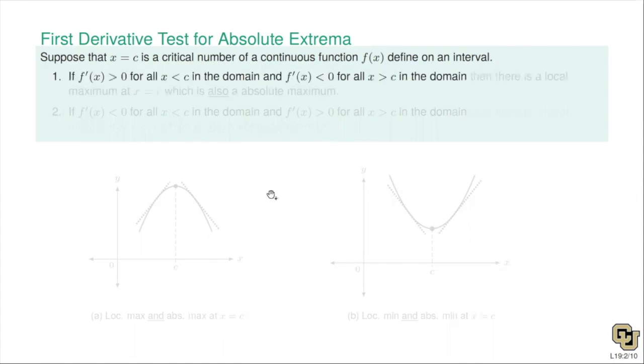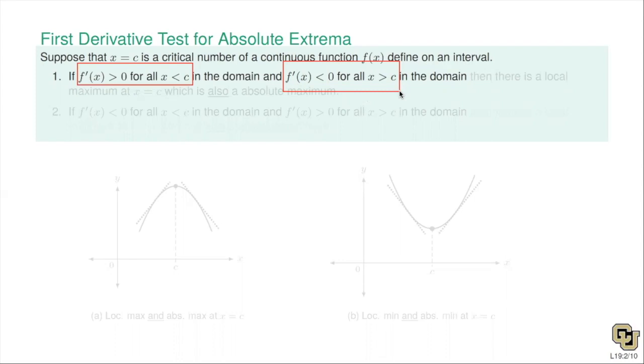So here, it says, if f prime of x is greater than 0 for all x less than c, that is to say, if the function is increasing for all values of x less than c, where c is a critical number, and if f prime of x is less than 0 for all x greater than c, that means it's decreasing for all values of x after c.